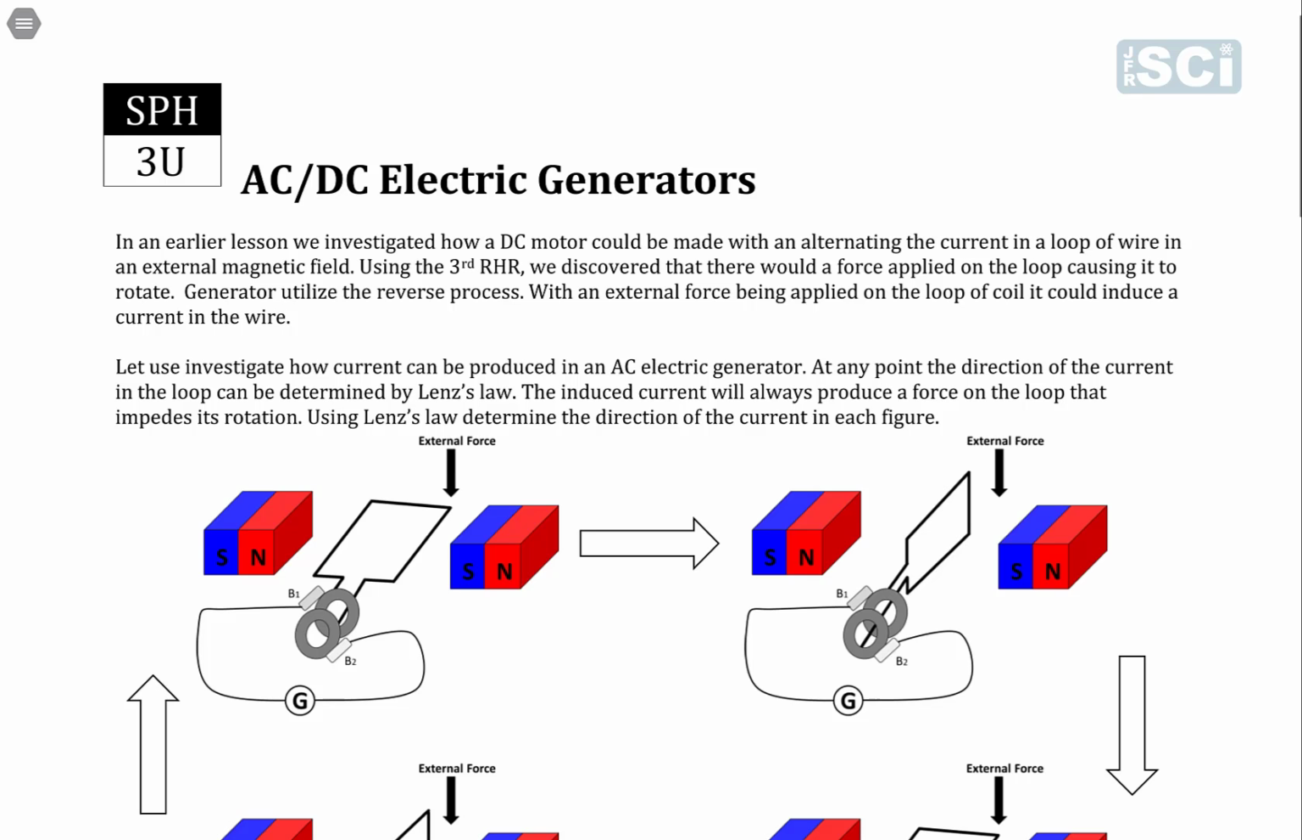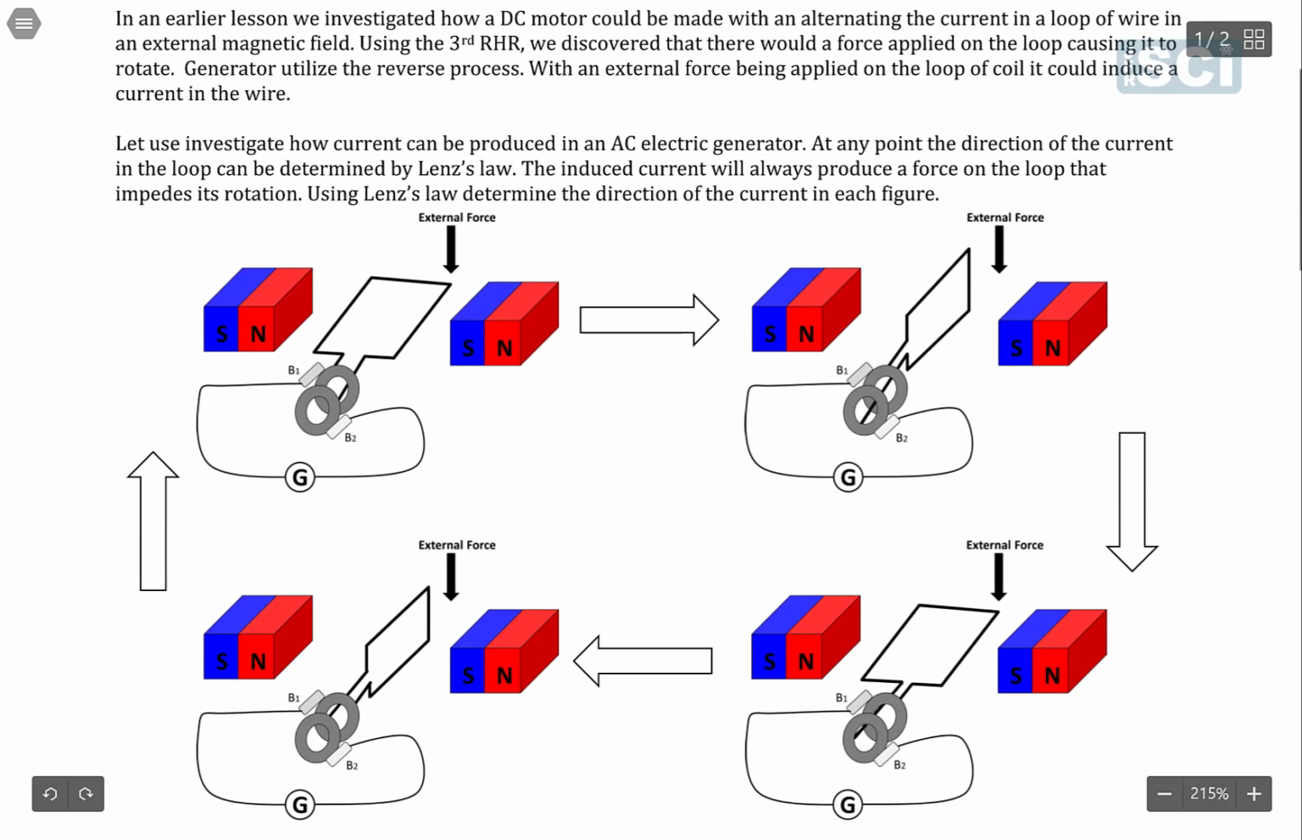Now, our pictures on our page here are very simplistic and they are just a single loop of wire, but generally in a giant generator, we'll have many different loops of wires and we can create much higher currents this way. So what we'll do is we will analyze these four pictures here to get an idea of how a generator generally works, and then you can investigate further how a larger generator or something at Niagara Falls would make more electricity. Okay, so let's start here with the very first picture.